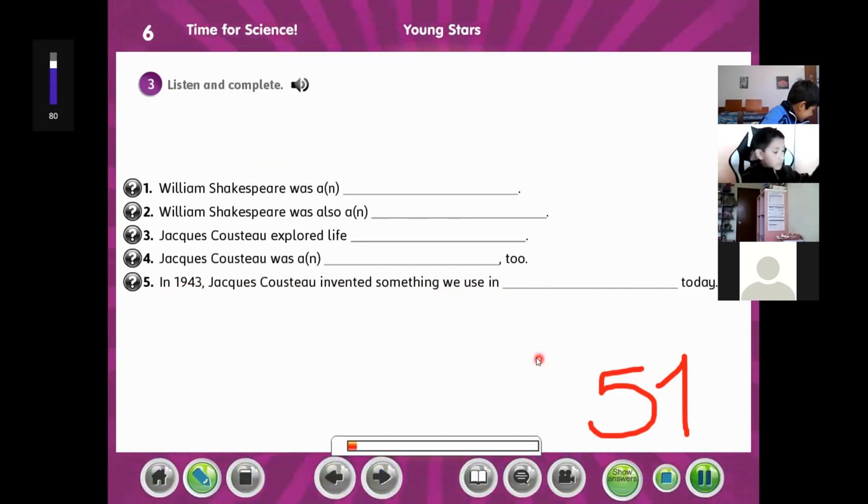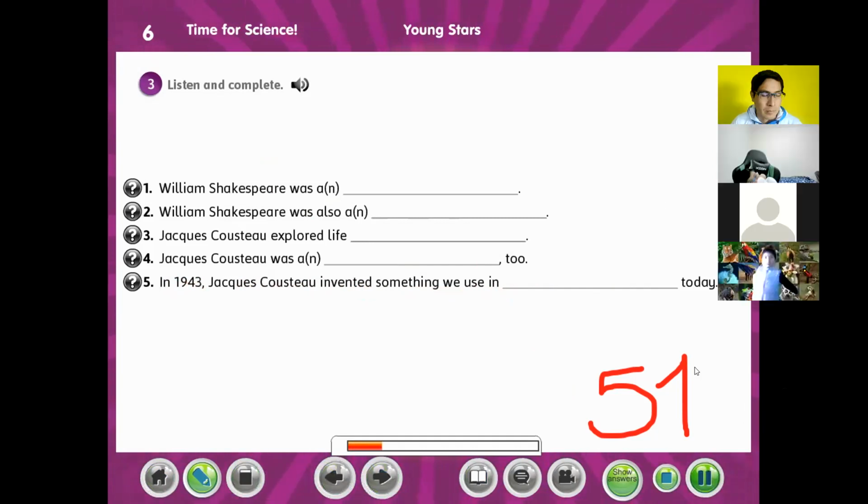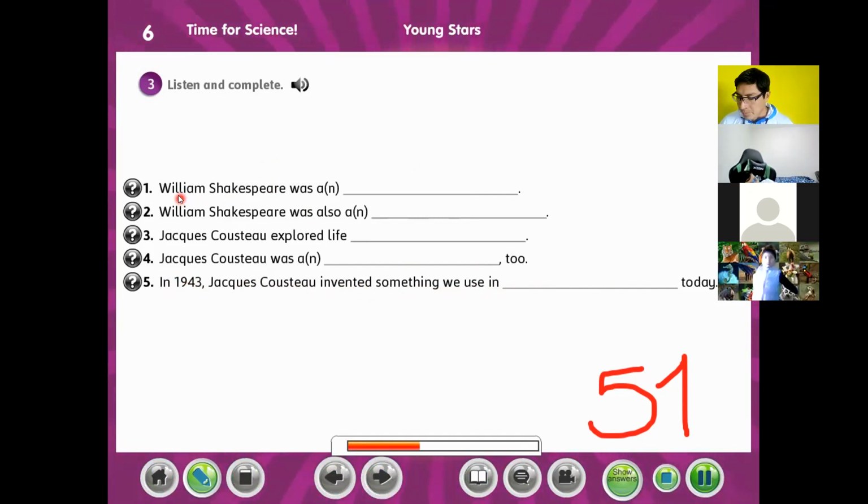Workbook, Module 6, Young Stars. 3. Listen and complete. Today we are talking about famous people and their jobs. Some famous people did more than one job, but most people don't know that. For example, you all know that William Shakespeare wrote poems and plays. He was an excellent author. Did you know he was also an actor? Maybe not, because in the past, actors weren't popular like today. Next, we have Jacques Cousteau. Do you know Jacques Cousteau? Well, he was a famous sea explorer. He travelled round the world and explored life underwater. Did you know that he was a director too? He made about 20 films. In 1943, he also invented the special oxygen bottles we use in scuba diving today.